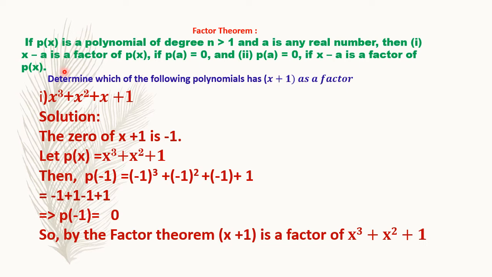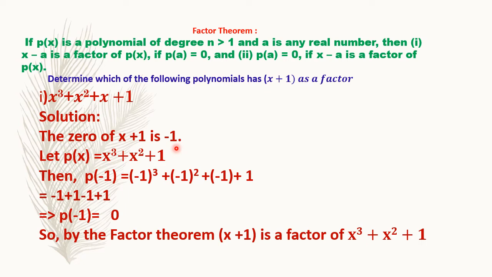And what are we doing in the general statement? We are taking x minus a is equal to 0. In this particular sum, we will take x plus 1 is equal to 0. If we take x plus 1 is equal to 0, what will we get as the value of x? We will get x is equal to minus 1. That is, the zero of x plus 1 is minus 1.